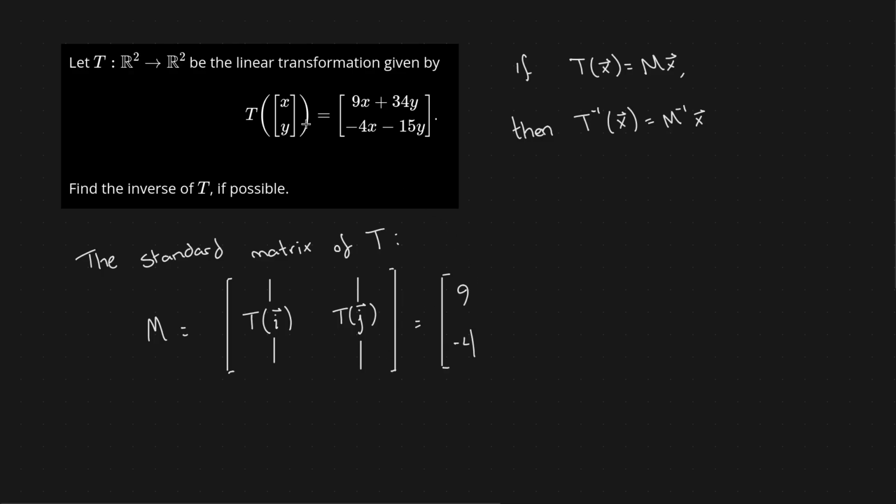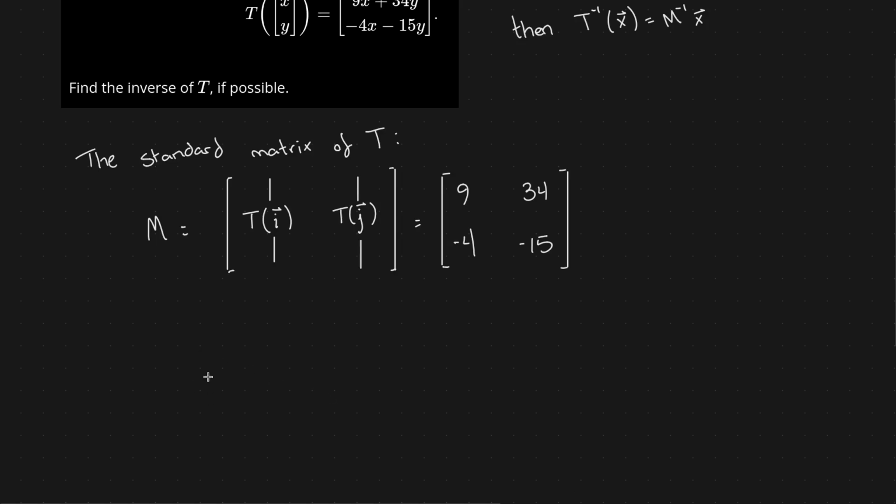Okay? And j is the vector 0, 1 in R2. So if I plug in 0 for x, 1 for y, my first component, I get 9 times 0 plus 34 times 1. That's just going to be 34. My second component, negative 4 times 0 minus 15 times 1. That's going to be negative 15. Okay, so that's going to be the standard matrix of T.